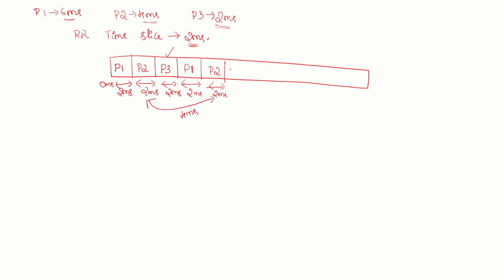Now the only process that is left is P1. P1 executed for another 2 milliseconds. So P1 executed here, then again here, and again here. So it is 6 milliseconds altogether. Okay. Now we will write the table.